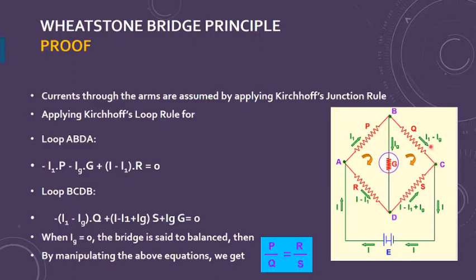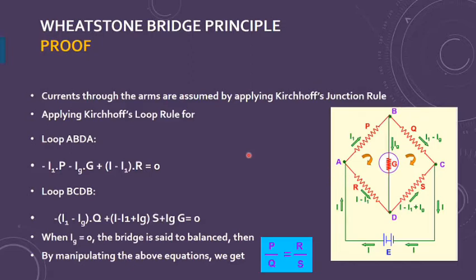If you add this and this value, you are again left with current I. It means the same current that is entering the circuit is leaving at junction C. Whatever current is entering junction A is leaving junction C. That is by Kirchhoff's first rule, that is, your junction rule.